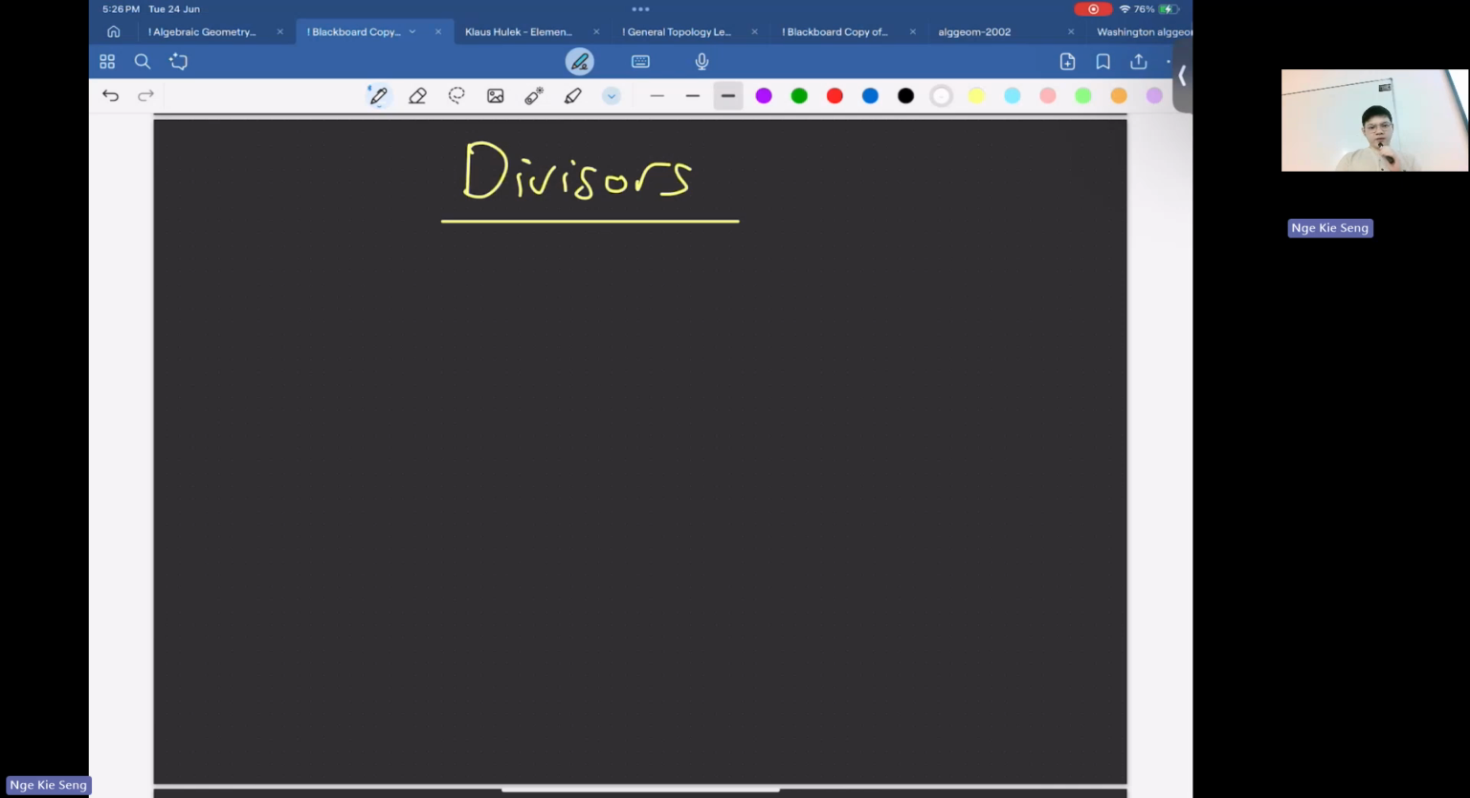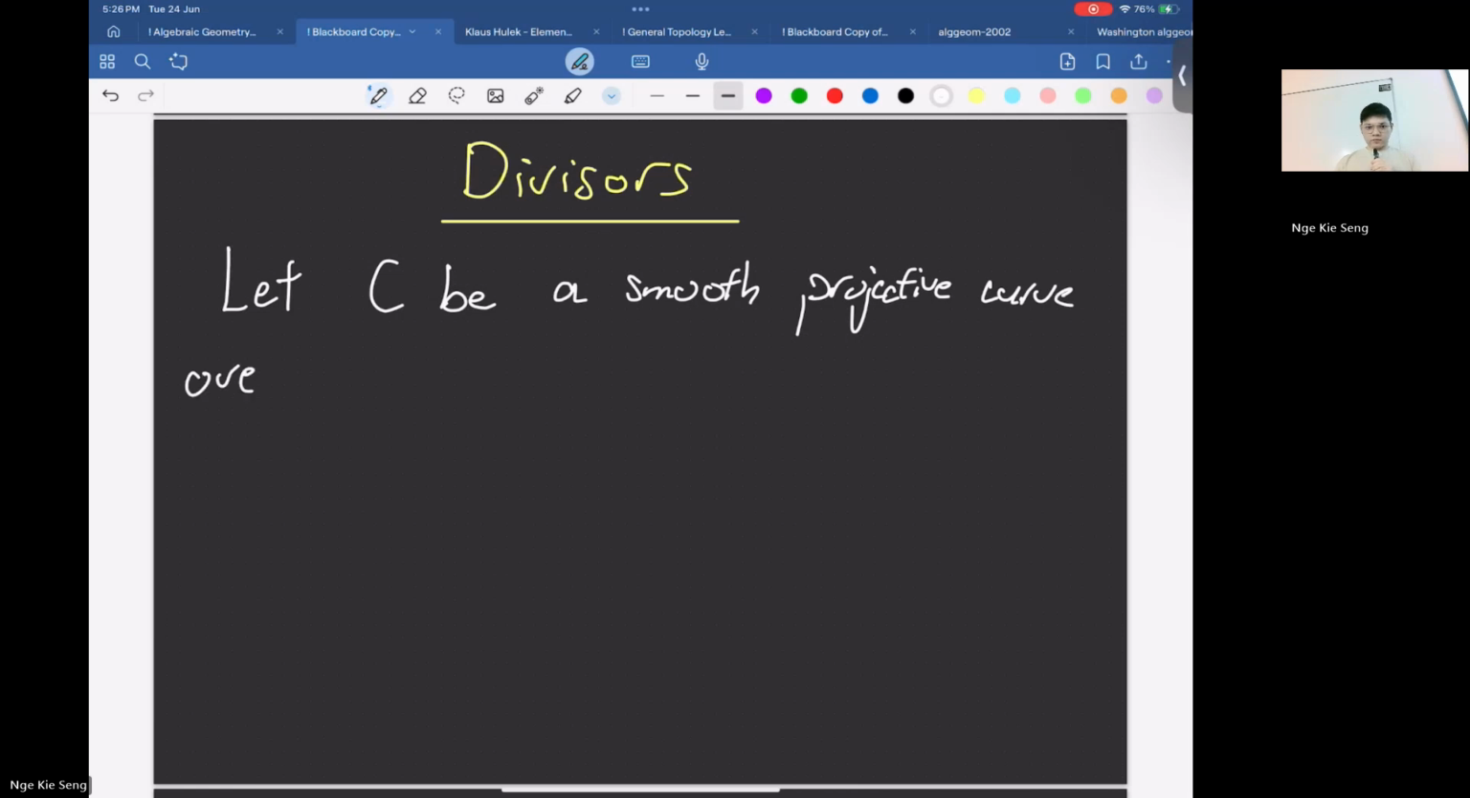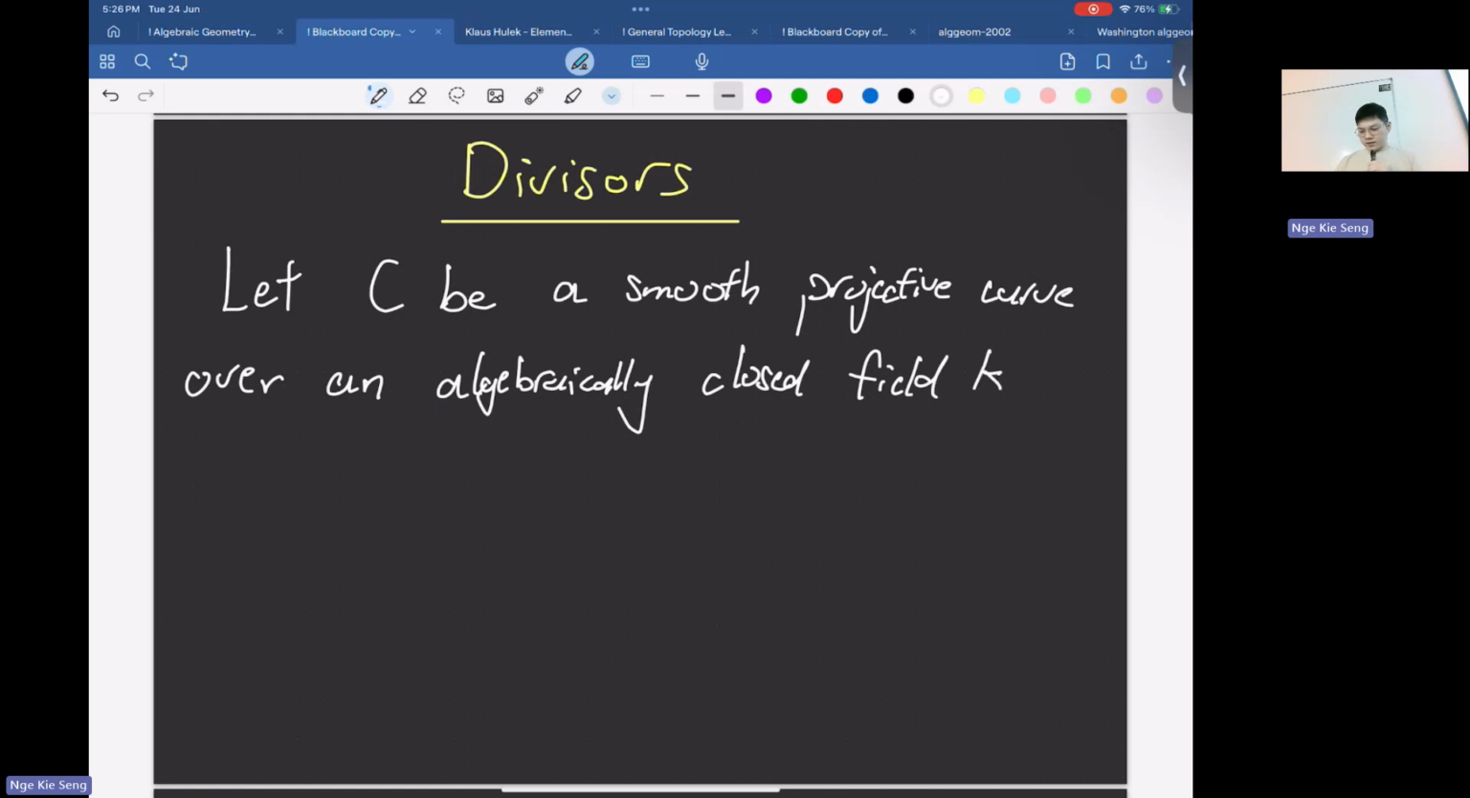Hello, testing. Okay, so let's do divisors. For divisors, we will just restrict to a smooth projective curve. So it's a curve in a projective space over an algebraically closed field. And smooth means every point on C has the same dimension with the tangent space. I mean, sorry, with the variety itself. So curve meaning the dimension of this variety is 1.